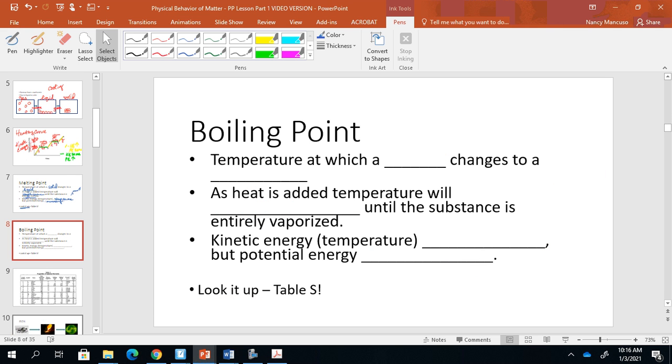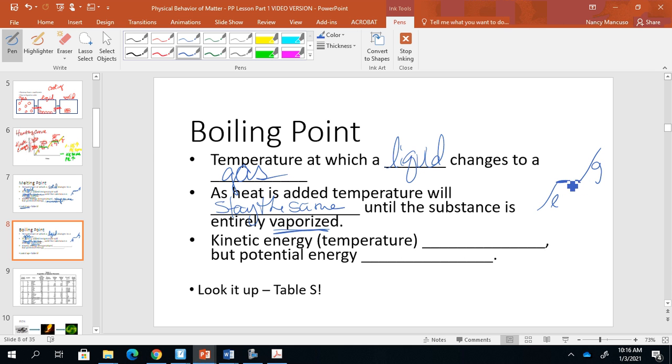All right, boiling point. Boiling point is the temperature at which a liquid changes to a gas. As the heat is added, temperature will stay the same until the substance is entirely vaporized. So if this is a liquid, here it's a gas, this is my boiling point. That is when it is boiling or vaporizing. The kinetic energy is staying the same because I have a plateau. The potential energy is increasing because I'm still adding heat, but the heat is going to the potential.